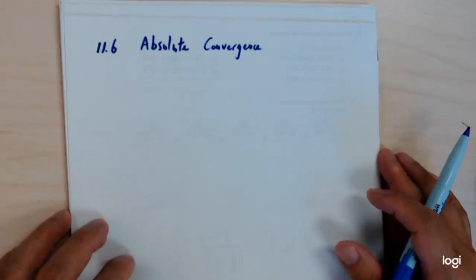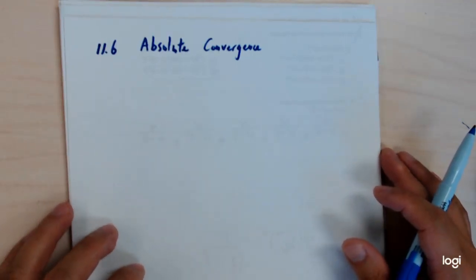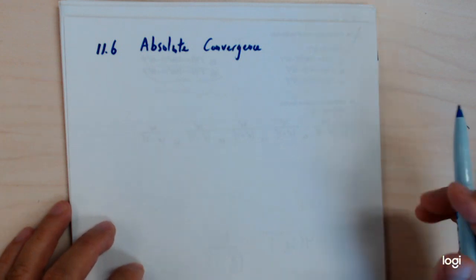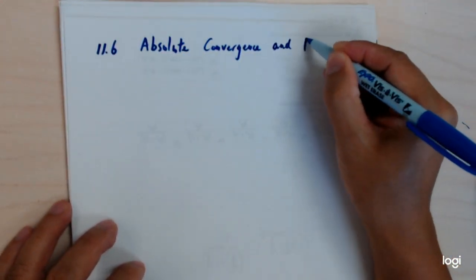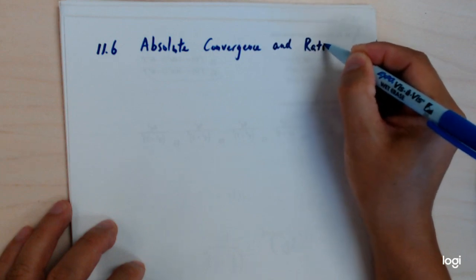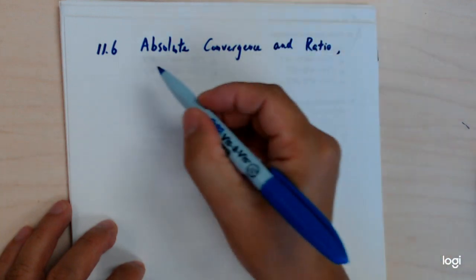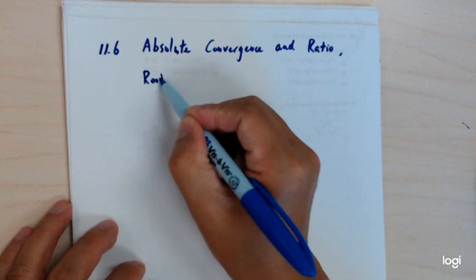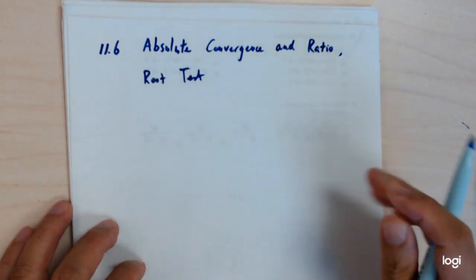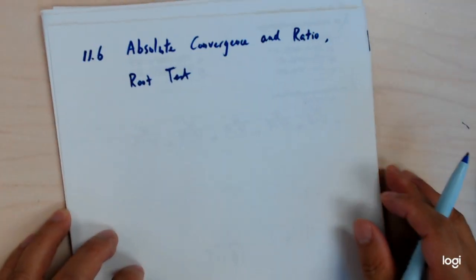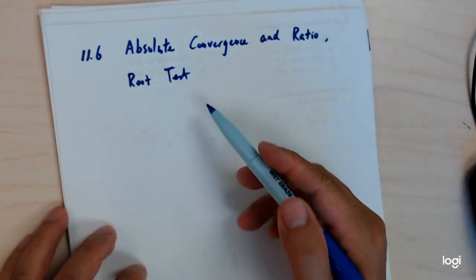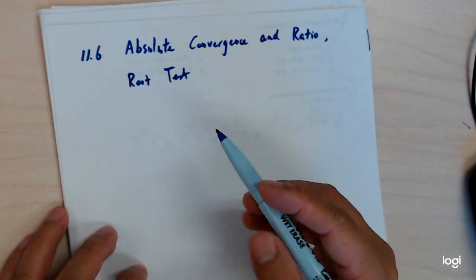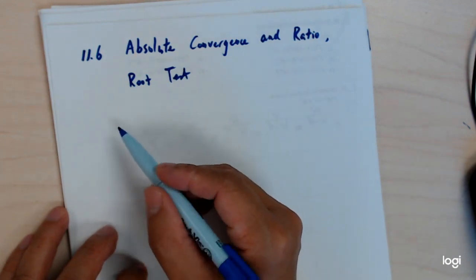Okay, so today we talk about absolute convergence and the ratio and root test. So this will be the last two tests, the ratio and root test. And this can be a confusing concept. So let me give you an example of what we're trying to achieve in this section here.